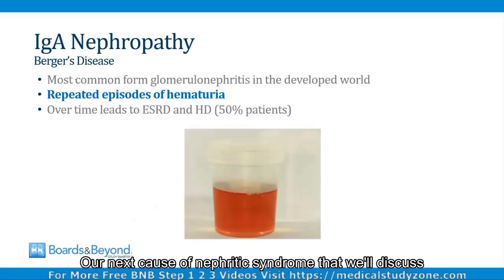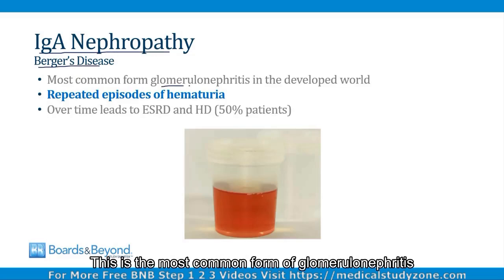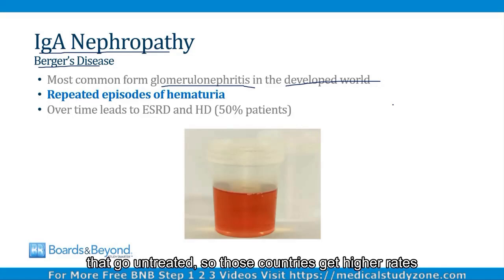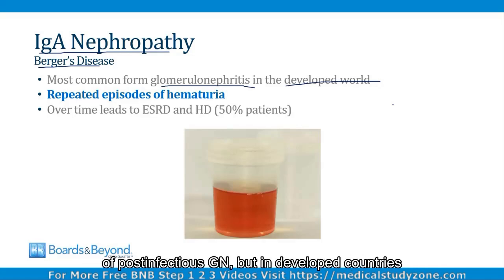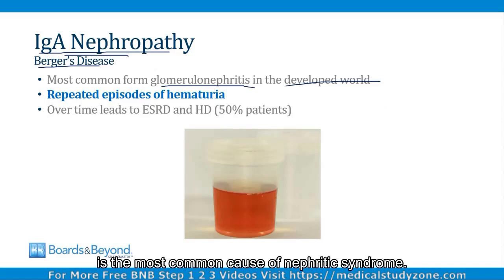Our next cause of nephritic syndrome that we'll discuss is IgA nephropathy, also known as Berger's disease. This is the most common form of glomerulonephritis in the developed world. In developing countries, there are lots of strep throats that go untreated, so those countries get higher rates of post-infectious GN. But in developed countries, there's usually treatment for strep throats, so post-infectious GN is uncommon, and in those places, IgA nephropathy is the most common cause of nephritic syndrome.